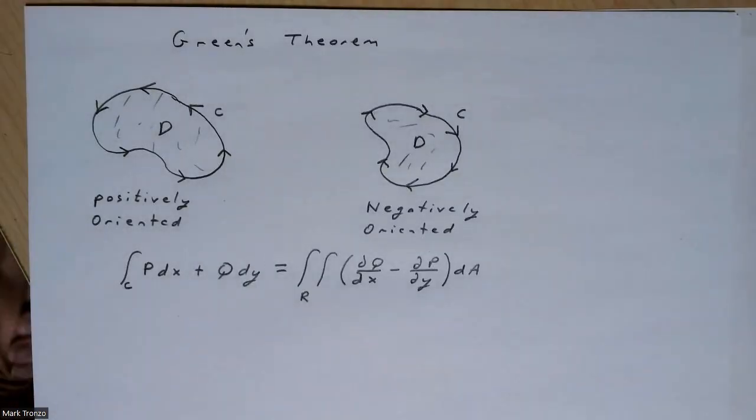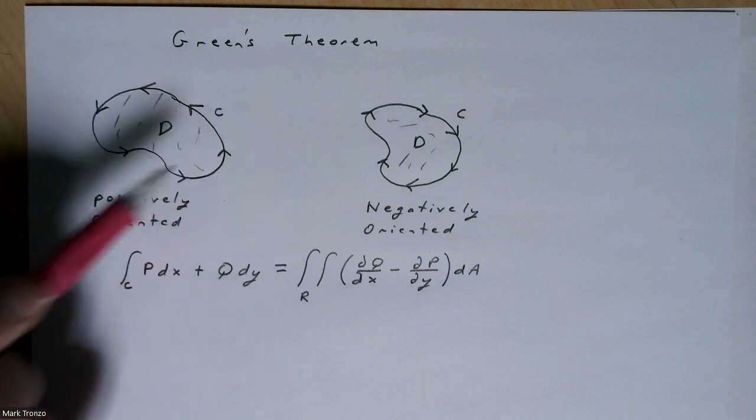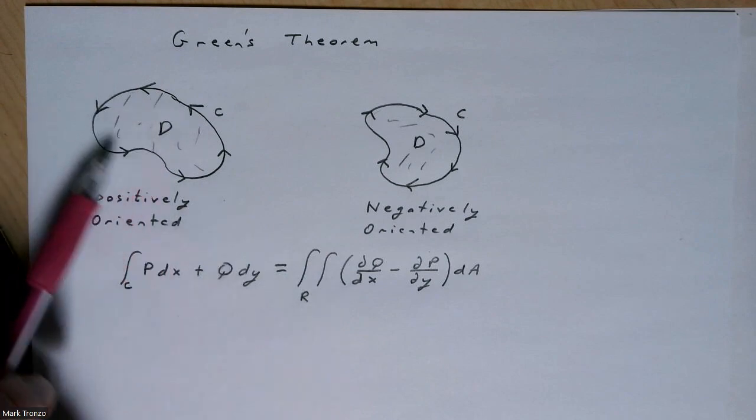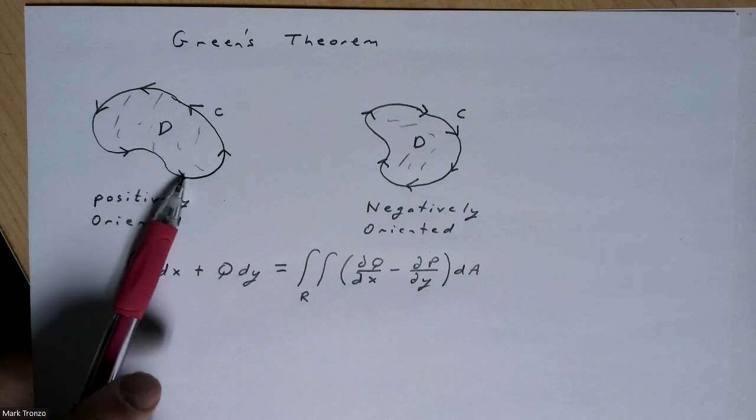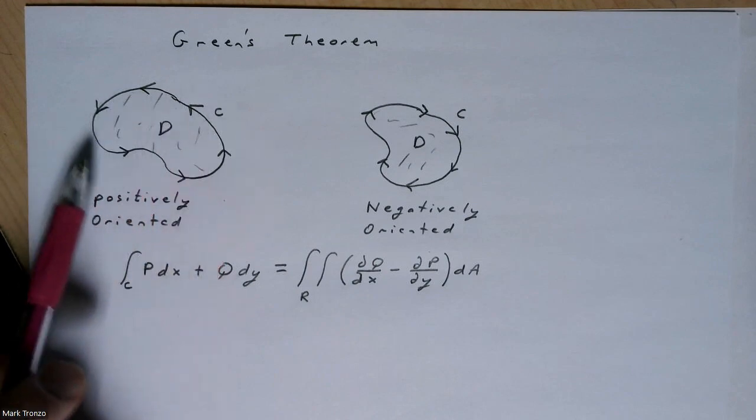In this video, we're going to look at Green's theorem. Green's theorem relates a line integral around a closed curve to a double integral over the area inside that curve. So, for example, let's say you have this closed curve going around this boundary here.